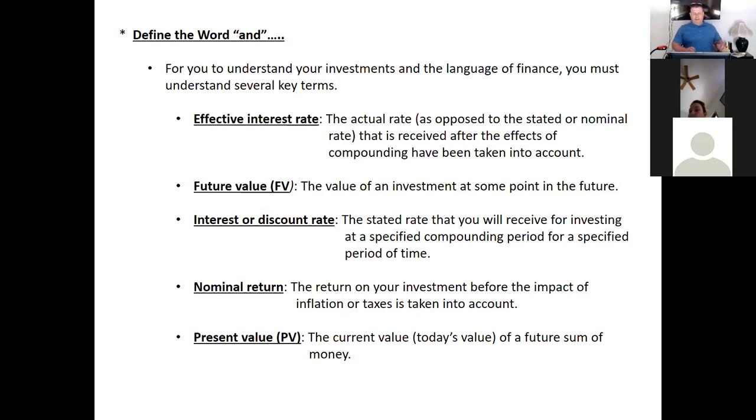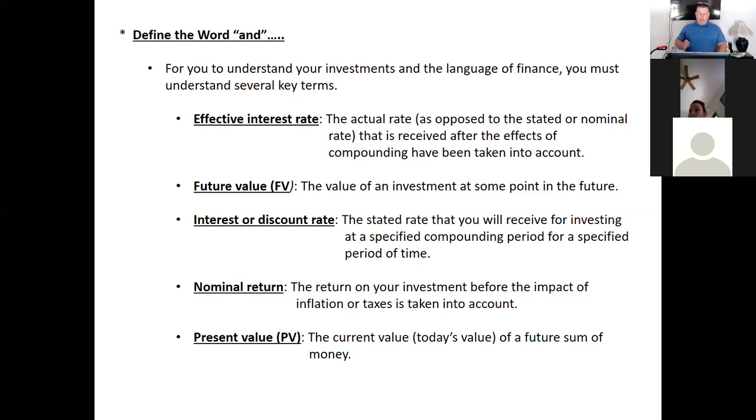The interest or discount rate is the stated rate that you will receive for investing at a specified compounding period for a specified period of time. So 10% annually on my $10: the interest rate is the 10%. The compounding period is the year.